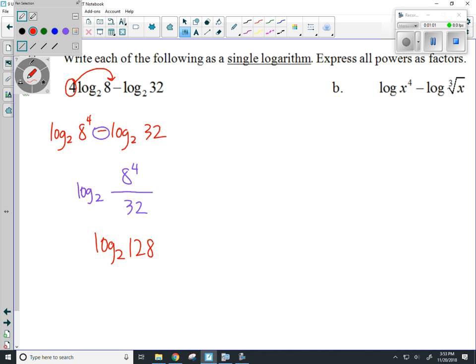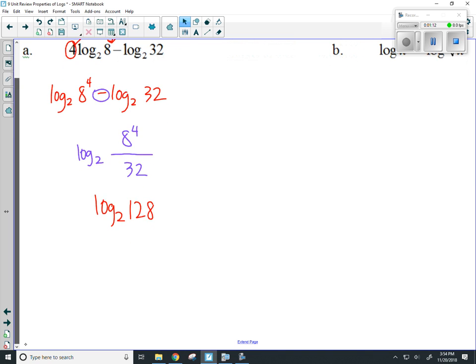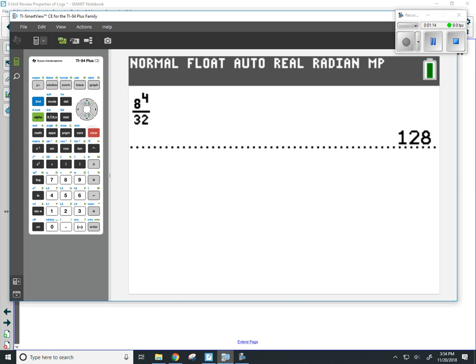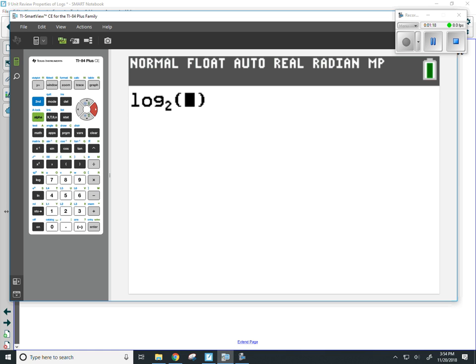And then anytime you have a base that's a numerical base and there's a number after it and there's no variables, you always want to make sure and see if that's equivalent to anything. So if you have the ability to do the log base in your calculator, go ahead and do that. So log base 2 of 128 will give you 7.